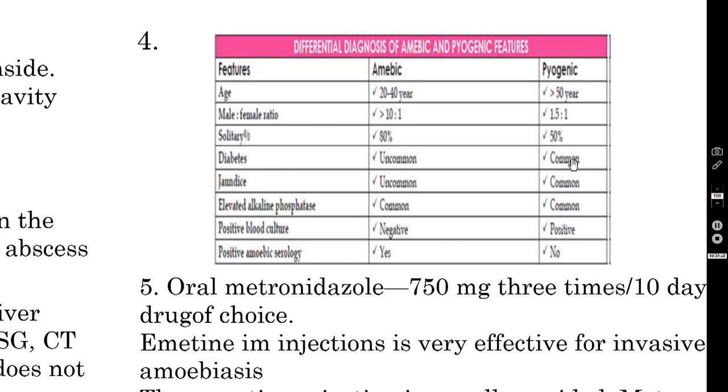Diabetes is more common in pyogenic abscess, whereas it is uncommon in amoebic abscess. Jaundice again is more common in pyogenic, uncommon in amoebic. Elevated alkaline phosphatase is common in both conditions. Positive blood culture is there in pyogenic abscess but not in amoebic liver abscess. Positive amoebic serology is there in amoebic liver abscess but not in pyogenic liver abscess.